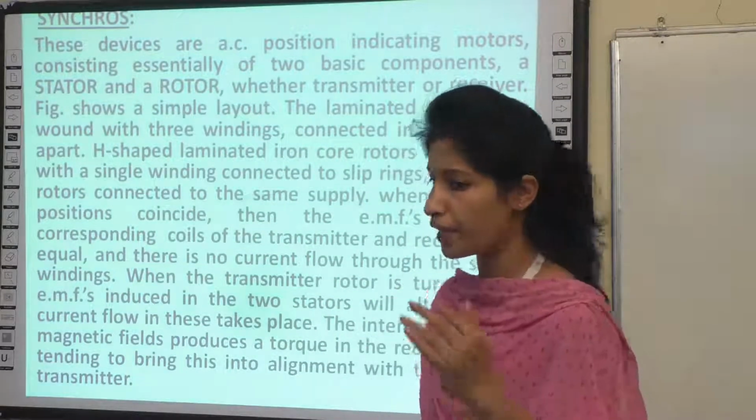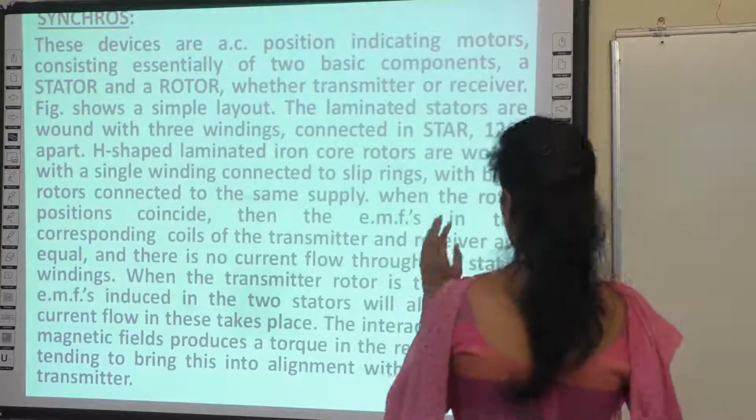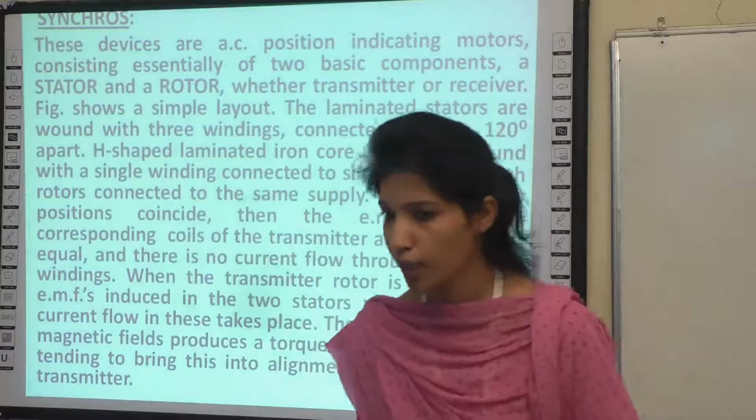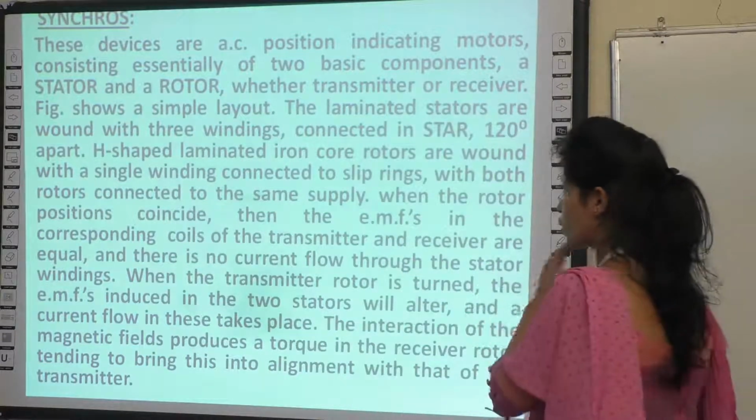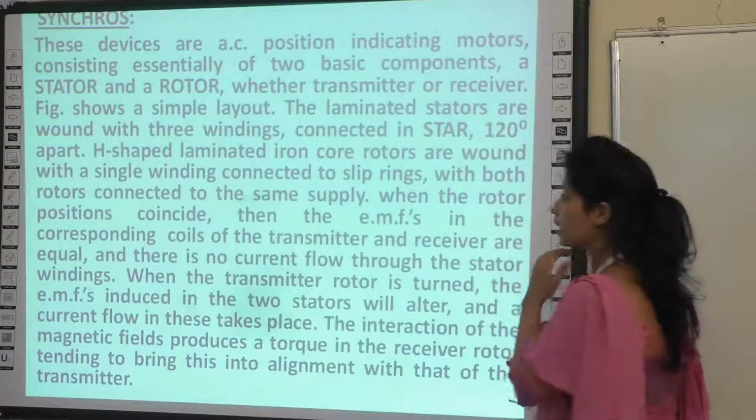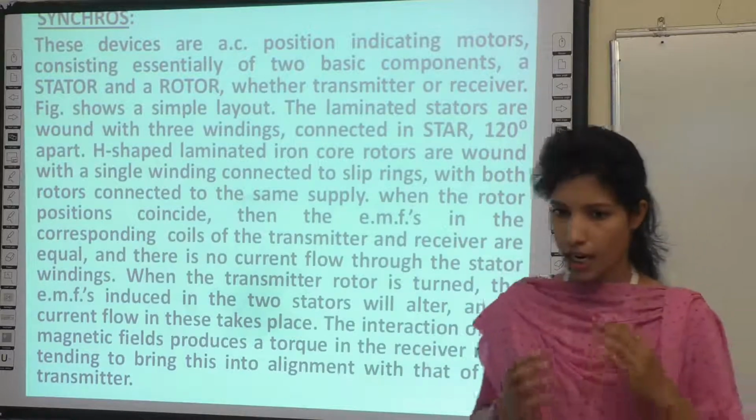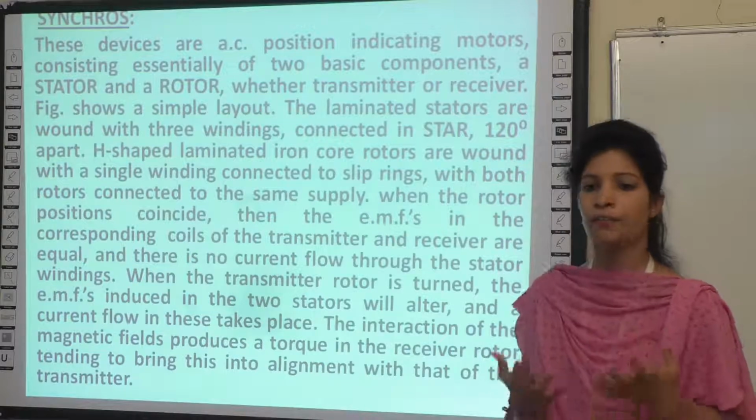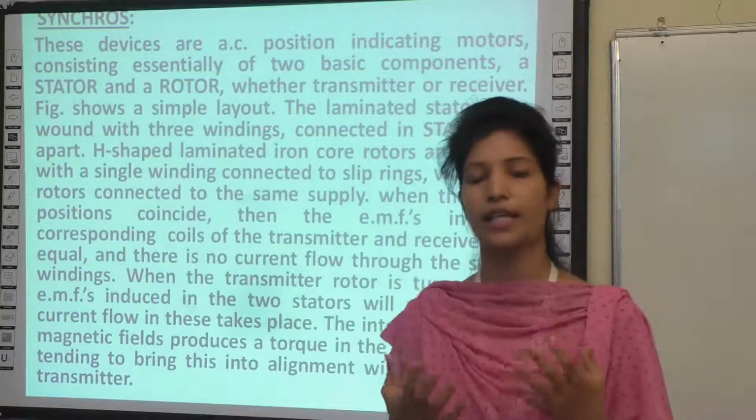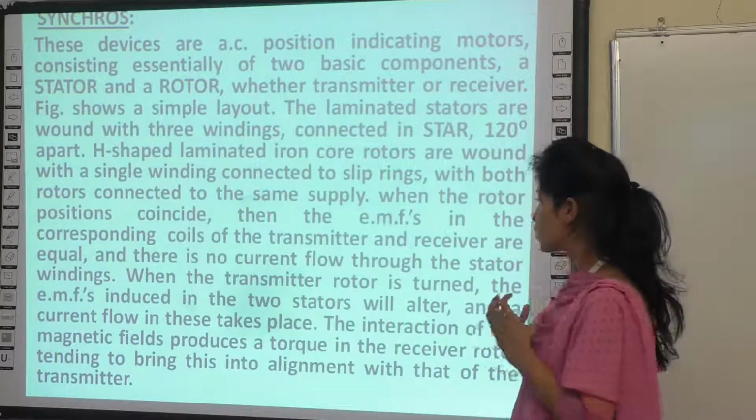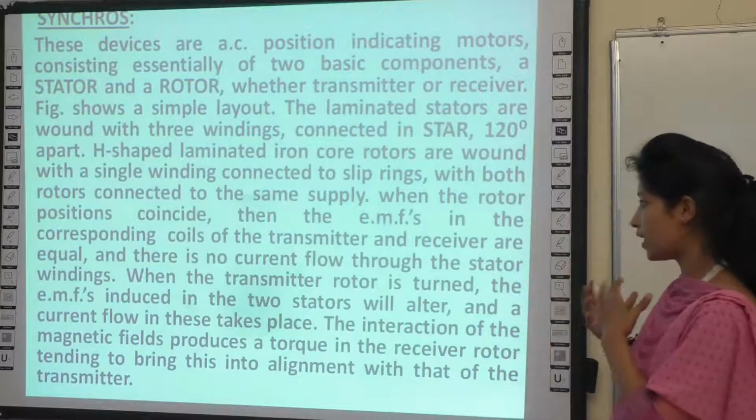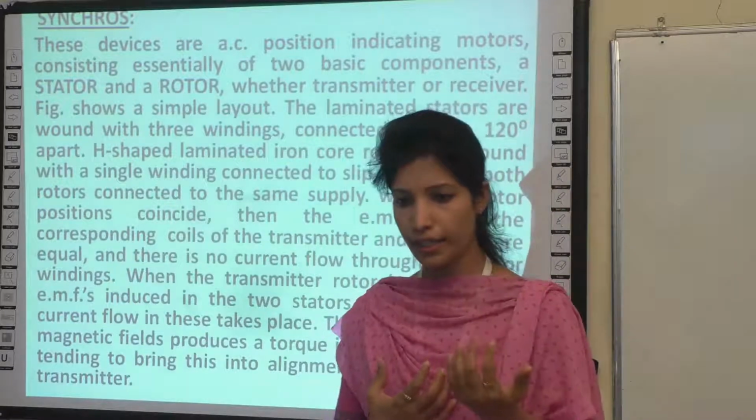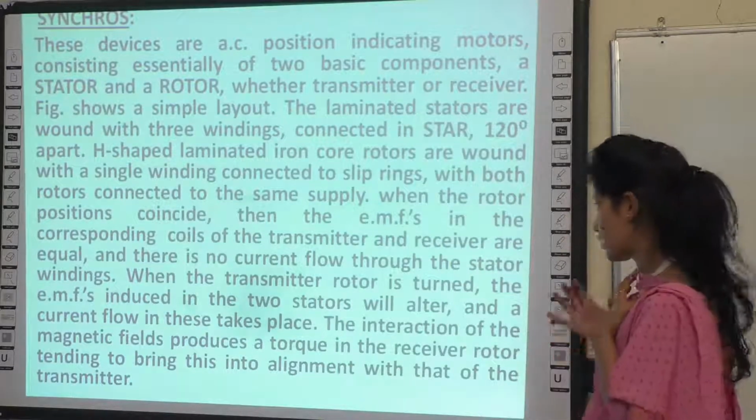The head-shaped laminated core rotors are wound with a single winding connected to the slip rings, with both rotors connected to the same supply. When the rotor positions coincide, the EMFs in the corresponding coils of the transmitter and the receiver are equal, and there is no current flow through the stator windings. When the transmitter rotor is turned, the EMFs induced in the two stators will alter, and a current flows.